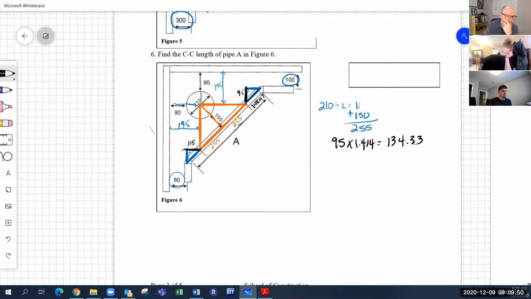134.33. Okay, so this is 134.33. Wow, I'm just messing this up completely, ain't it? So let's get down to the back bottom one here where we have this triangle where we have a rise of 115. So 115 times 1.414.